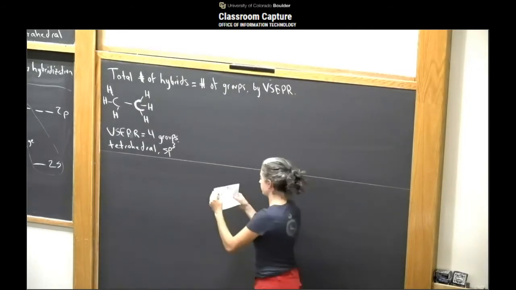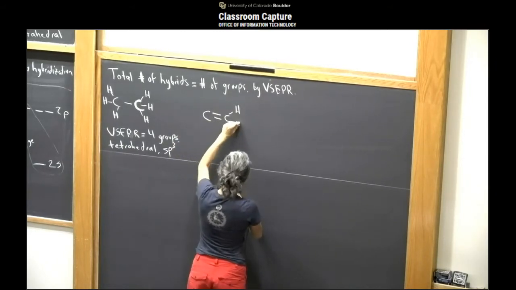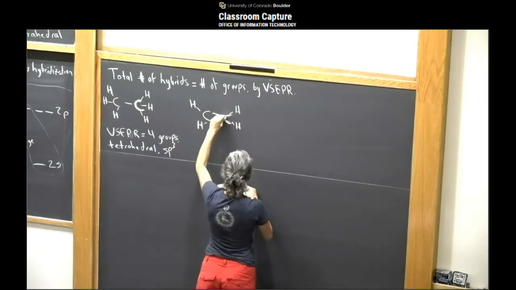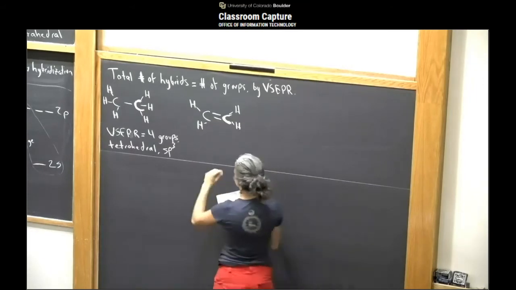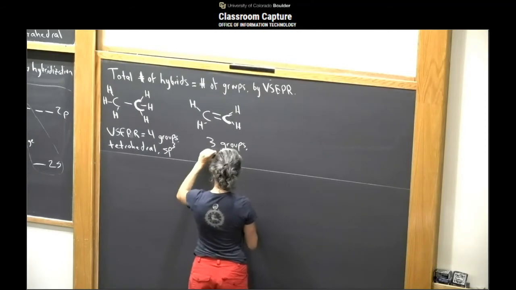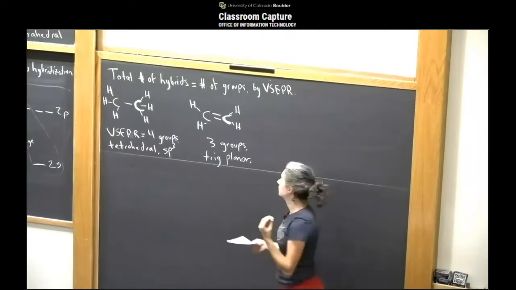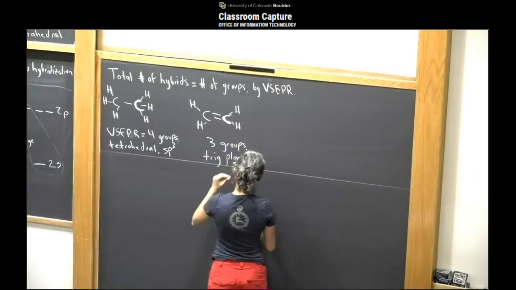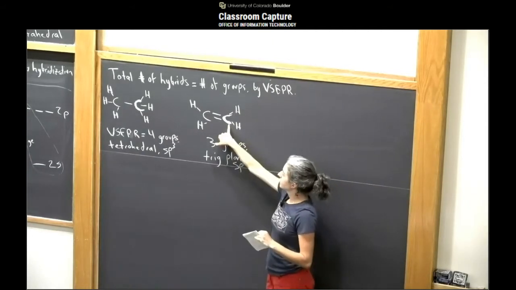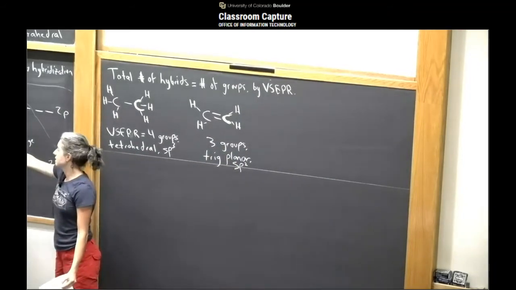Okay, so another example, we'll just do one for each geometry on carbon. So if we're looking at this one, VSEPR says 3 groups. So trigonal planar, which tells us that it should be sp2 geometry on there. Okay, so what this means, we know that sp2 means that we have one unhybridized p orbital left over.